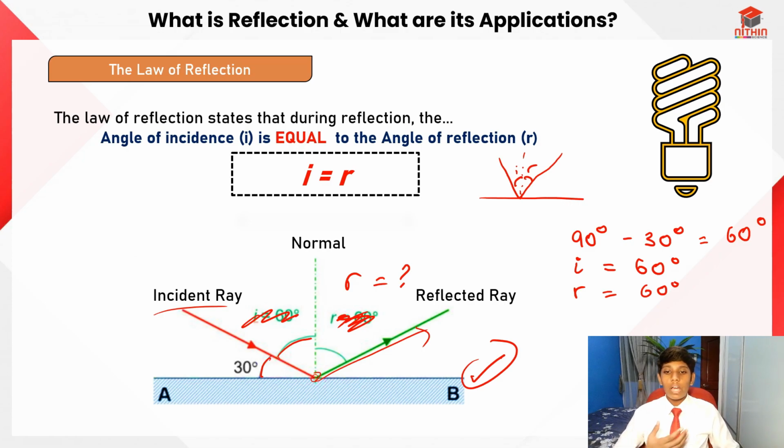And what if they ask for the total? If they ask for the total angle, you should just take 60 plus 60. So we know that it is 120 degrees. I hope you understood that. So let's move on.